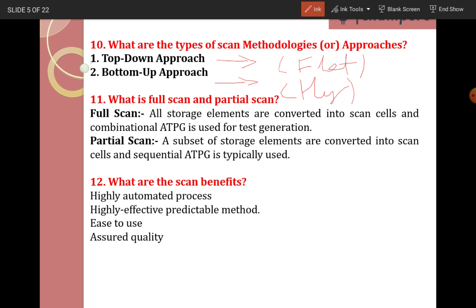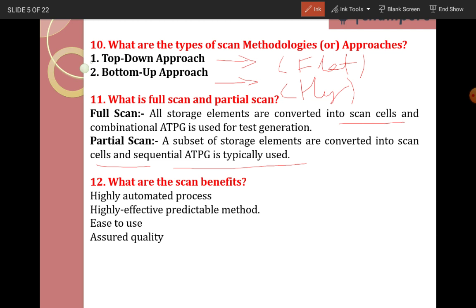So what is full scan, what is partial scan? You can see here. In full scan, all storage elements are converted into scan cells and combinational ATPG is used for test generation. In partial scan, a subset of storage elements are converted into scan cells. Sequential ATPG is typically used. Sequential ATPG means step by step we will convert normal flops into scan flops.